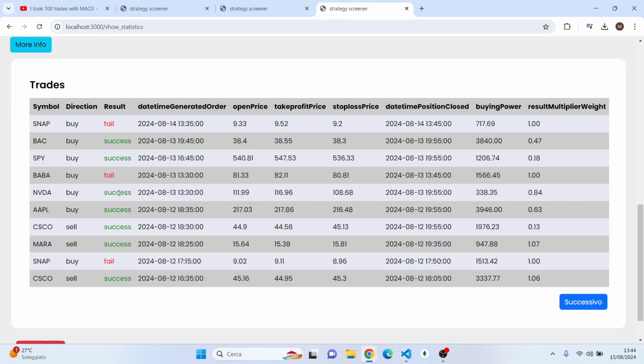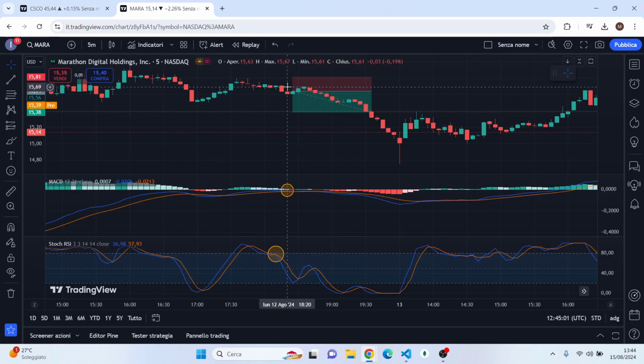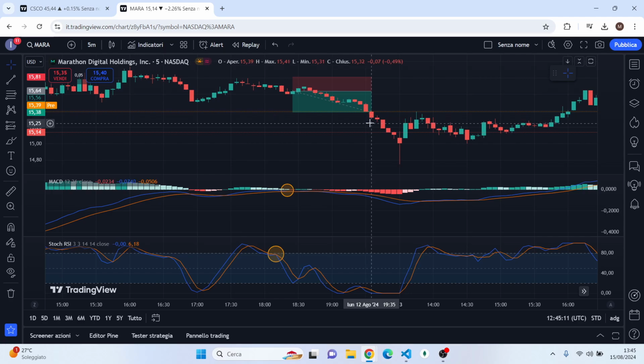Let's see another example, for example this one on MARA. So it was here, and as you can see, here we have the cross, and the price is under the EMA 200. In this case, you can open a short position. And in this case, it was again a success. The conditions for long are the opposite.